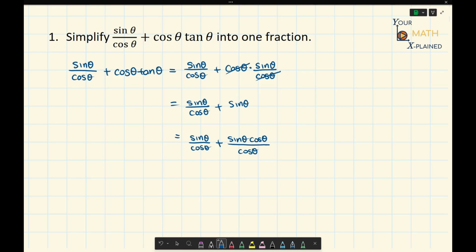And now, since we have a common denominator, we can combine our two fractions. So this becomes sine theta plus sine theta cos theta on top. And this is all over our denominator, which is cos theta. And now one additional step is that we can factor out the sine theta from the top. So we get sine theta times 1 plus cos theta over cos theta.